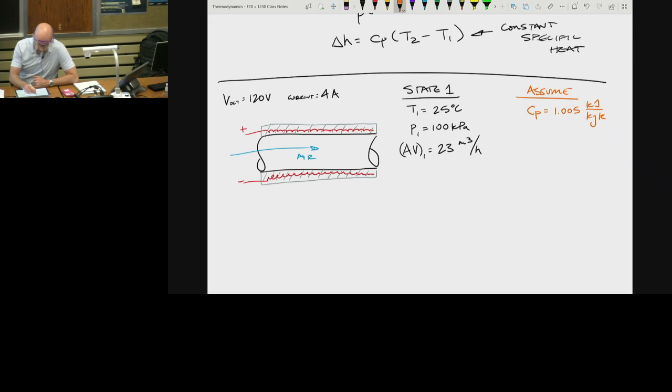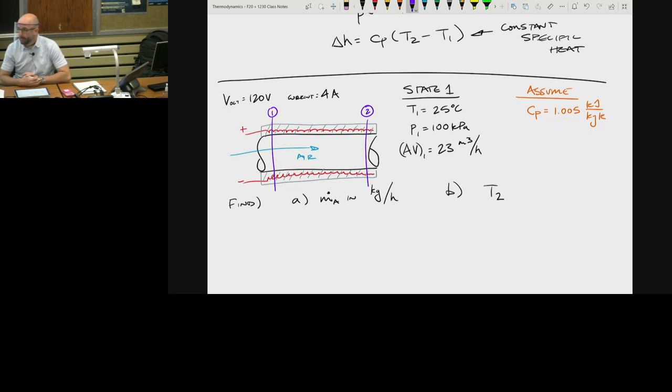They want us to find A, the mass flow rate of the air in kilograms per hour, and B, they want us to find the temperature at state 2. So if I were to draw some things here, here's going to be state 1 entering and state 2 exiting.